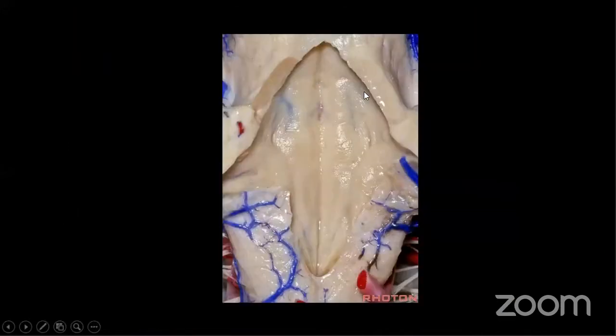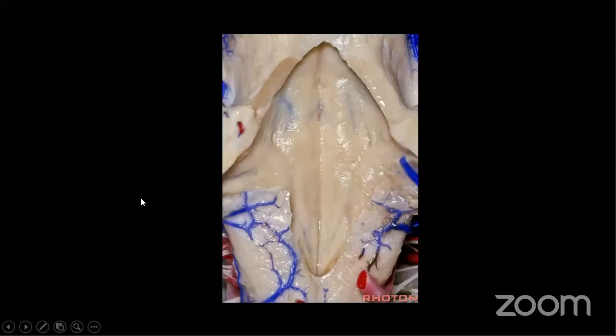So moving ahead, this is the fourth ventricular cavity. We can appreciate the lateral recess, median sulcus here, medial eminence, facial colliculi. This is the sulcus limitans. There will be locus coeruleus, superior fovea, inferior fovea, hypoglossal trigone.